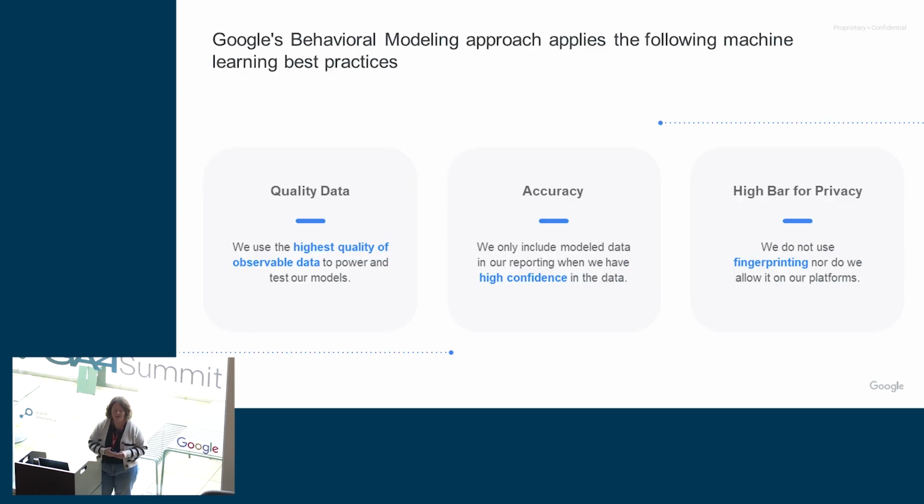And so here we really want to make sure that we're using the highest quality data. So we're using that observed data that's coming through into the platform. We only use it when we know that it's really accurate and reliable. And we also have a high bar for this data. So we don't do any fingerprinting. We don't use any really granular information that users cannot delete themselves.